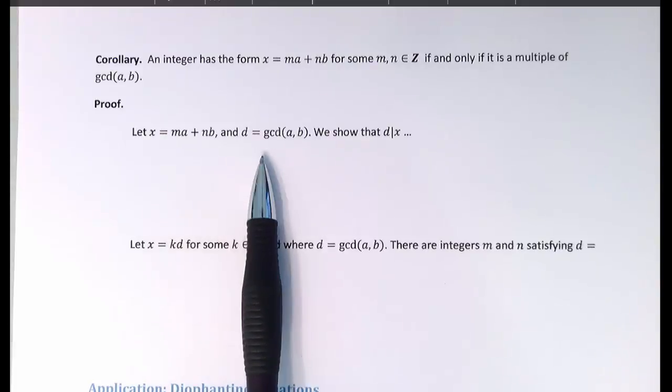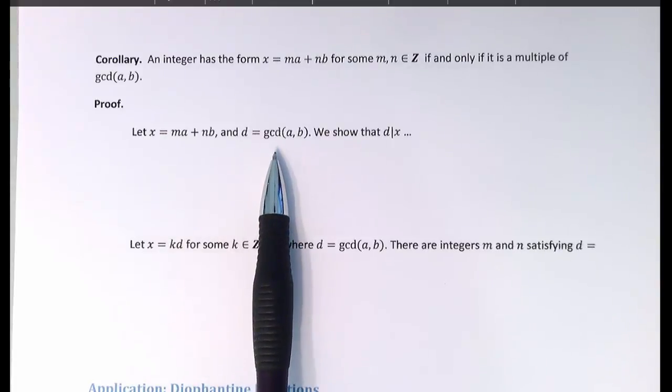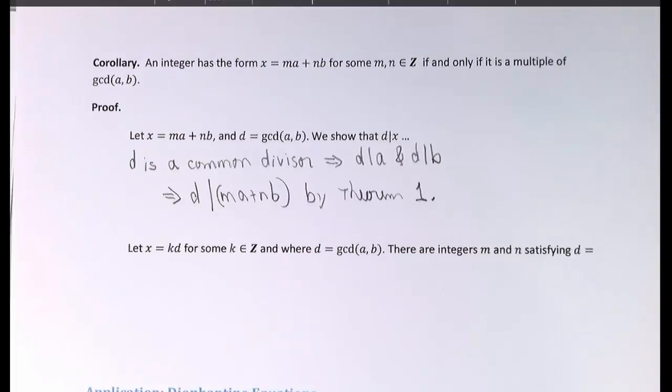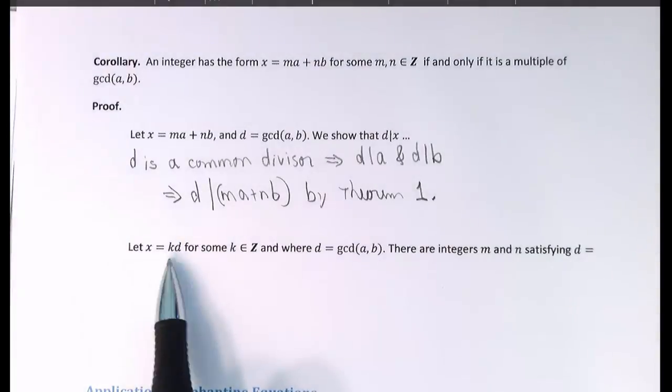We first want to show that D, which is the GCD of A and B, divides this linear combination X. Well, the greatest common divisor is, after all, a common divisor, so it divides both A and B. But if D divides both A and B, we can apply Theorem 1, and that takes care of this part of the proof. Now let X be some multiple of D.